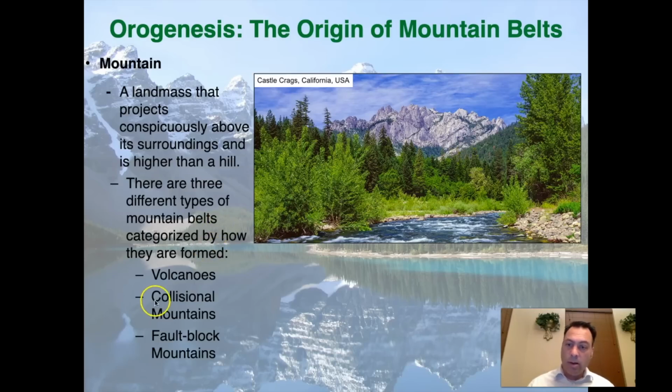The other ones are the collisional mountains. Collisional mountains are some of the highest elevations on planet Earth. They're not necessarily the tallest mountains, but collisional mountains are where we have two land masses sliding into each other and there's no place to go but up. And so that's what they do. Mount Everest is a collisional mountain, for example.